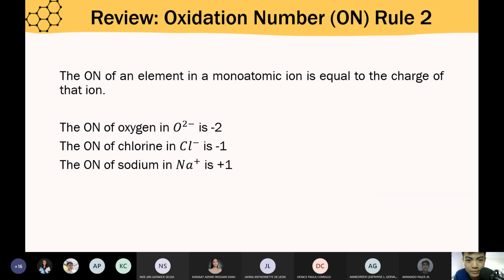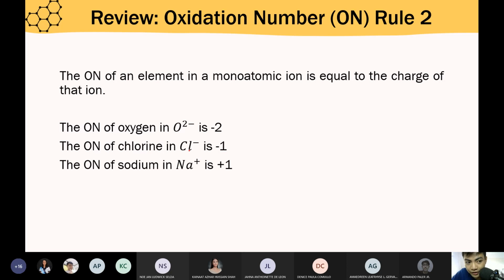Ayan. So, for rule number 2, rule number 2 is about the monoatomic ions. For monoatomic ions, ibig sabihin, isa lang yung atom and then may charge siya. So, obviously, whatever the charge of the monoatomic ion is, that's the oxidation number na agad. For example, we have the oxide ion, O negative 2. So, this is just one atom. So, ibig sabihin, it is a monoatomic ion and it's negative 2 in charge. So, yung negative 2 na yun na yung oxidation number niya.